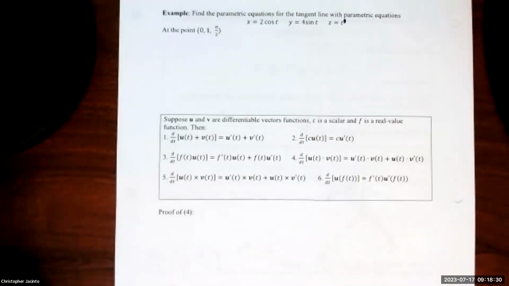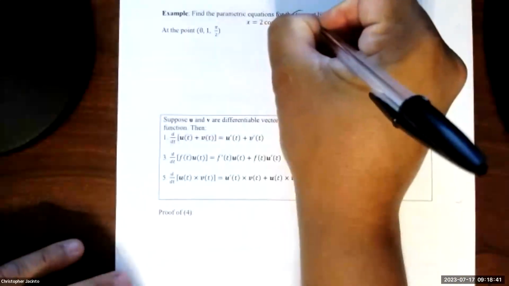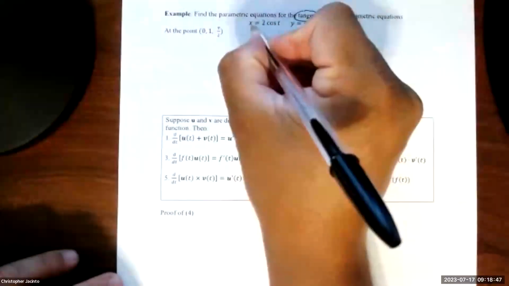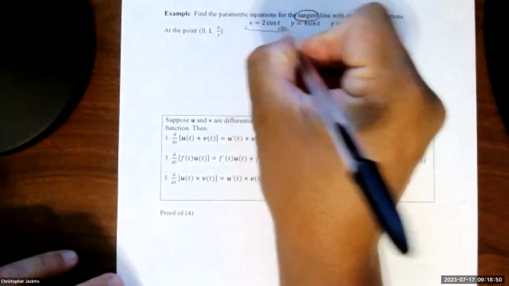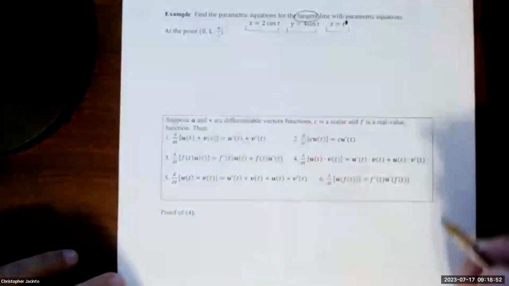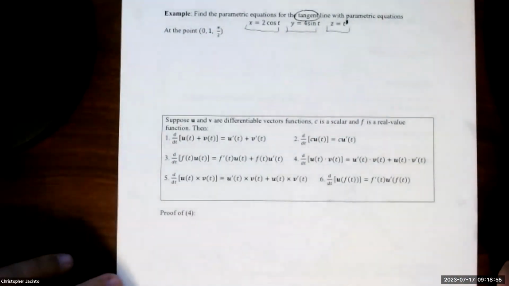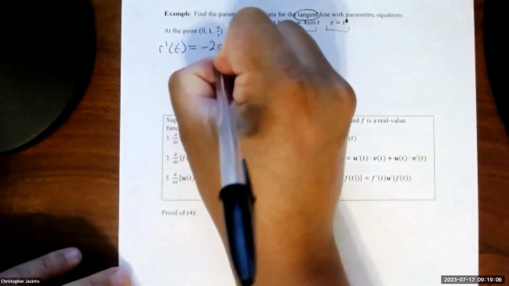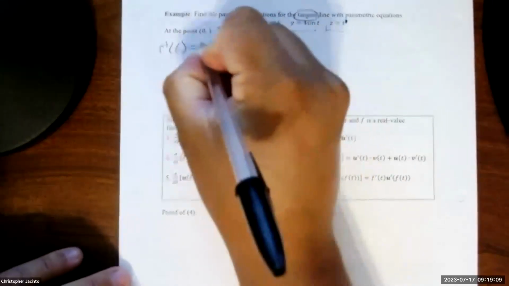Okay. So again, find the parametric equations for the tangent line, right? So first we've got to find the tangent line, or find the equation for the tangent line itself. So remember, whenever you see tangent, what do we do? Take the derivative, right? No matter what, it gives us our rate of change, our slope. So our vector is all of this with respect to t. So the vector is just 2 cosine t, 4 sine t, and then t itself. So therefore, our derivative is just going to be minus 2 sine of t.